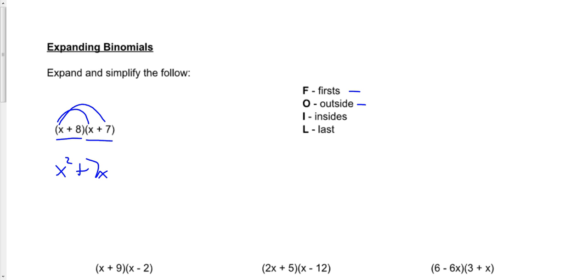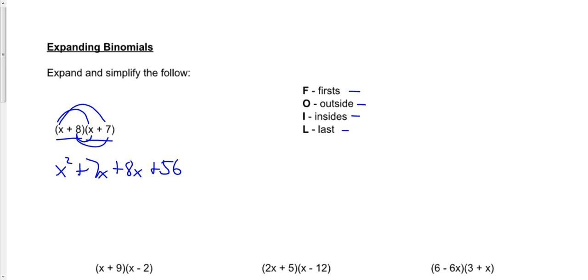And then I'm going to multiply my inside terms. So I'm going to multiply positive 8 times x, which results in positive 8x. And then finally, I'm going to multiply my last terms. So positive 8 times positive 7, and that's going to equal 56.